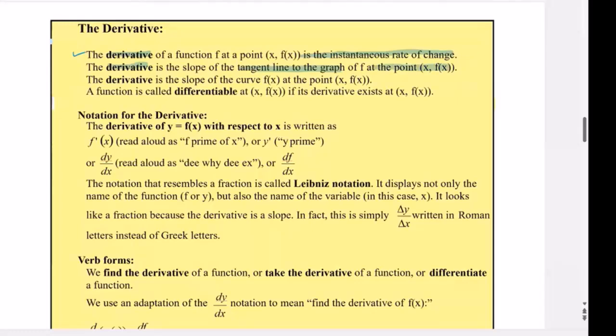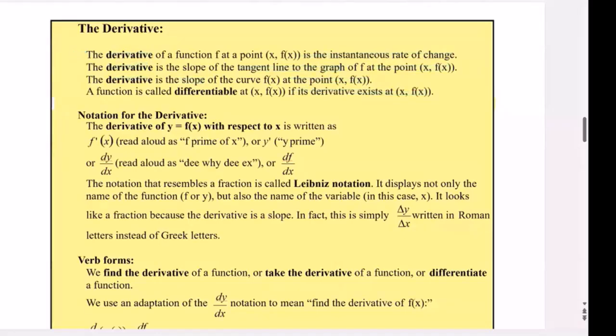Whatever the point is. If we don't know the point, we just say x comma f of x. These are saying the same thing, but in different ways. The derivative is the slope of the curve f of x at the point x comma f of x. The function is called differentiable at x comma f of x if its derivative exists at that point. If it doesn't exist, it's not differentiable at that point.